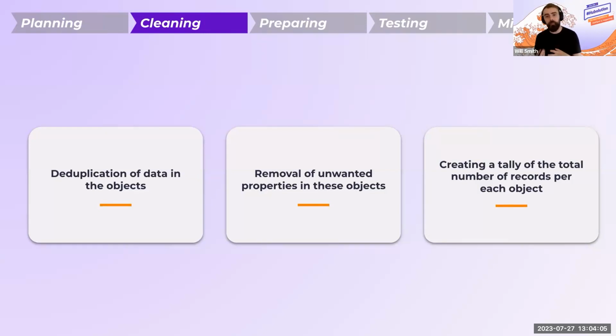And lastly, you want to create a tally of the total number of records per each object, just to make sure you know how much data is being moved across. You can cross-reference it, but you can also understand things like processing time. I've worked on migrations that have had upwards of 500,000 contacts. That takes some time to process, and therefore you need to make sure you know what you're getting into.